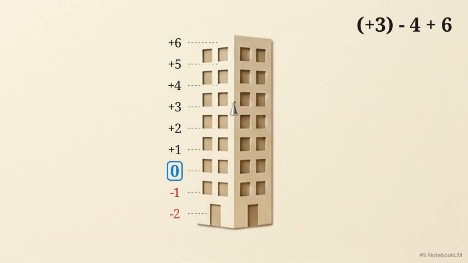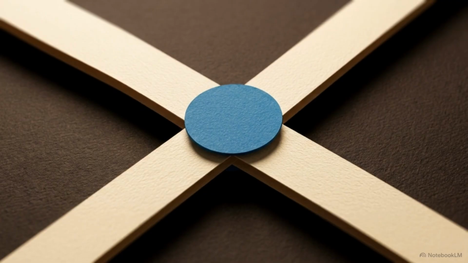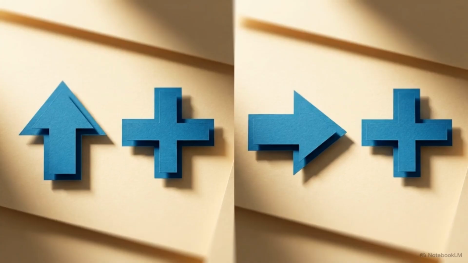Here is the correct path. He moves up to floor 3, then drops 4 floors. This brings him past the ground level and down into the first basement, or negative 1. From there, he goes up 6 floors, arriving safely at floor 5. Crossing 0 works identically on a vertical plane as it does on a horizontal one. The math remains exactly the same, only the directional vocabulary changes.